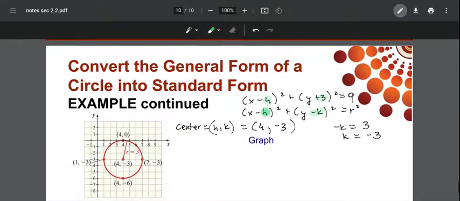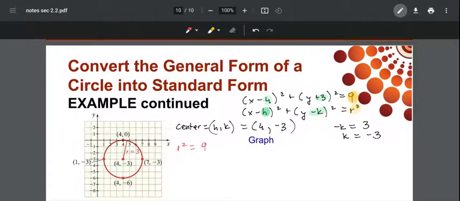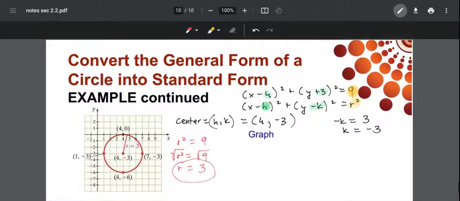So we have a center. Now, to get the radius, we need to find the radius. Radius squared from the standard form has to be equal 9. So radius squared must be equal 9. That means the radius is just take the square root of both sides, and the radius will be equal 3. Radius only can be positive because it represents the distance. And now we can graph it. We have that center with coordinates (4, -3) right here. And radius is equal 3.